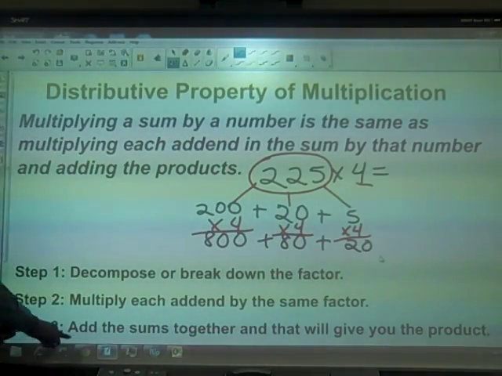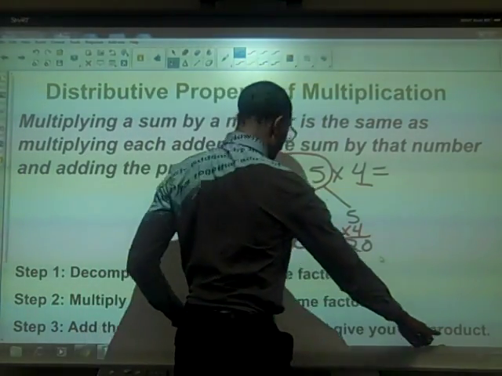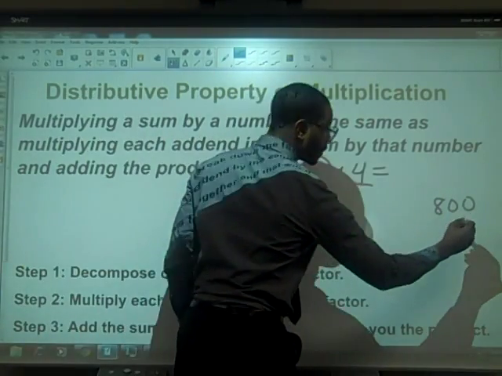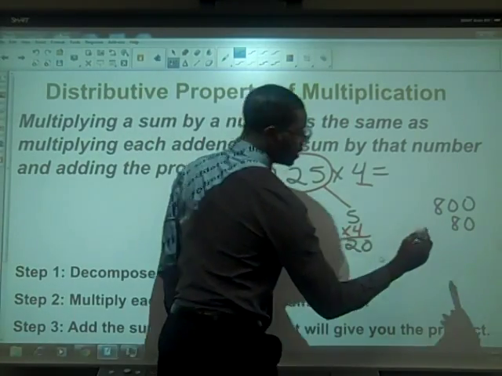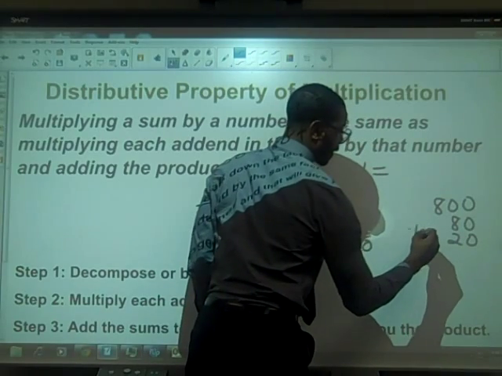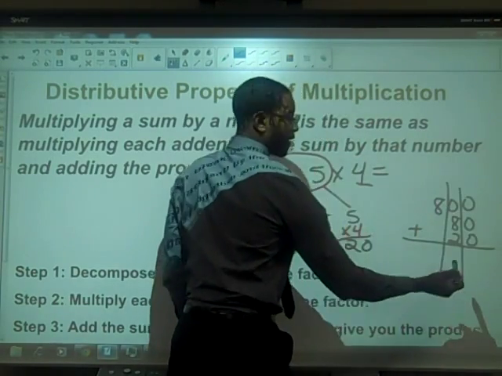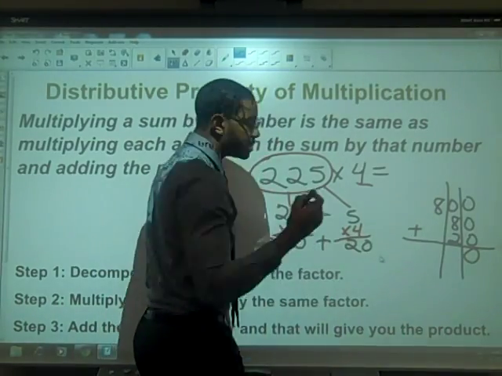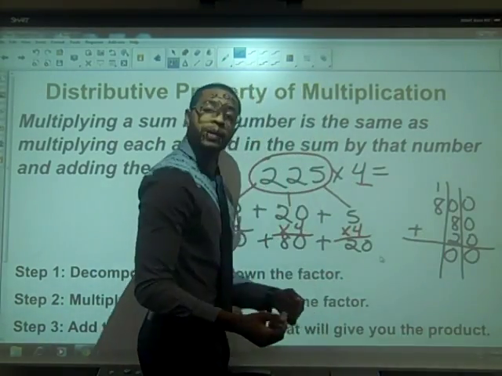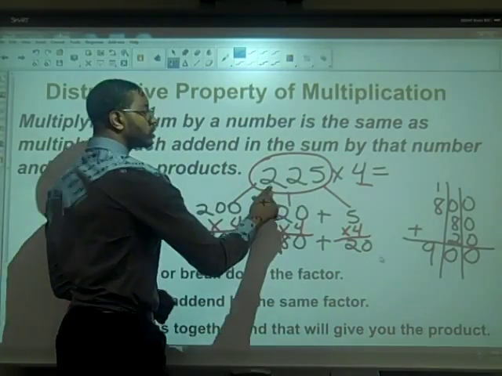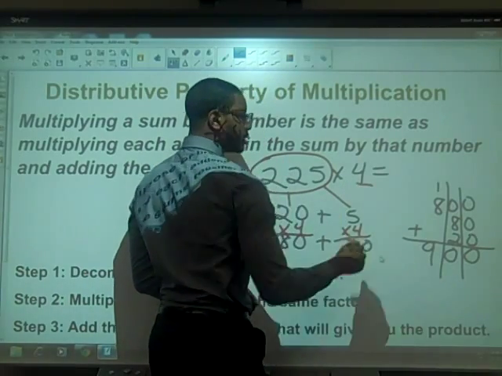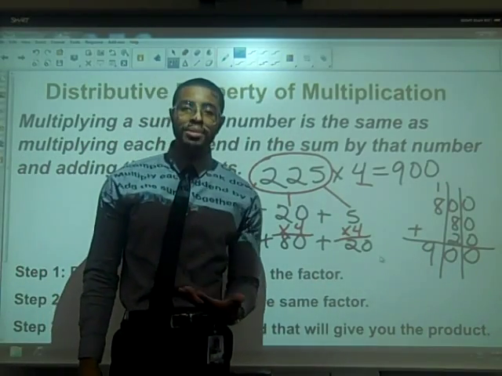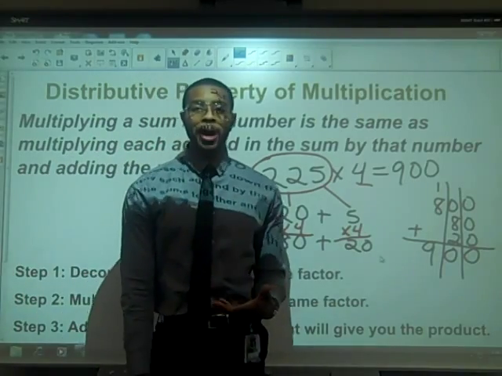So, step 3, add the sums together and that will give you the product. So I have 800 plus 80 plus 20. 0 plus 0 plus 0 equals 0. 2 plus 8 equals 10. 8 plus 1 equals 9. So 225 times 4 equals 900. And that is the distributive property. That is very much the distributive property. See, this is very easy.